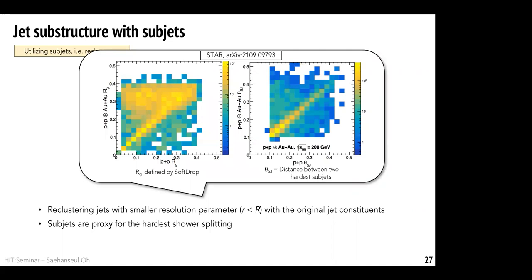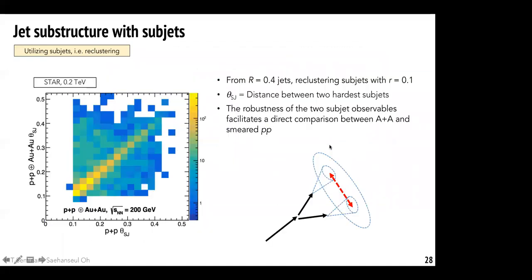The benefit of utilizing subjets is that, compared to the RG measurement, the theta SJ has much less off-diagonal component. This is the problematic thing that we wanted to avoid, but using theta SJ, we just don't have that. So it makes the observable much more usable. And there is a paper by STAR, which was submitted to arXiv last week. So what they did was, from the R equal 0.4 jets, they reclustered subjets from the jet constituents with R equal 0.1 jets. And the theta SJ is the distance between the two hardest subjets.